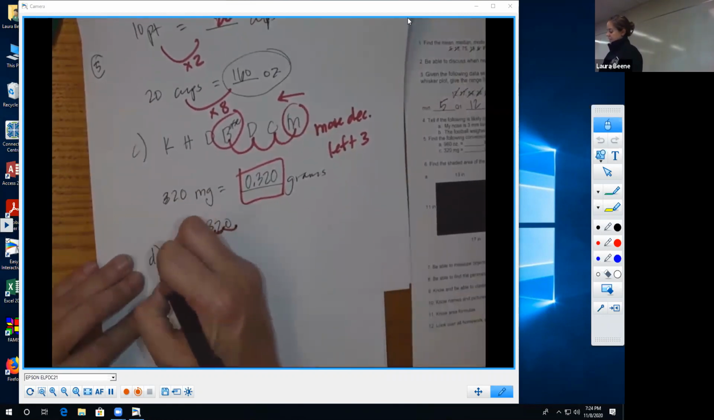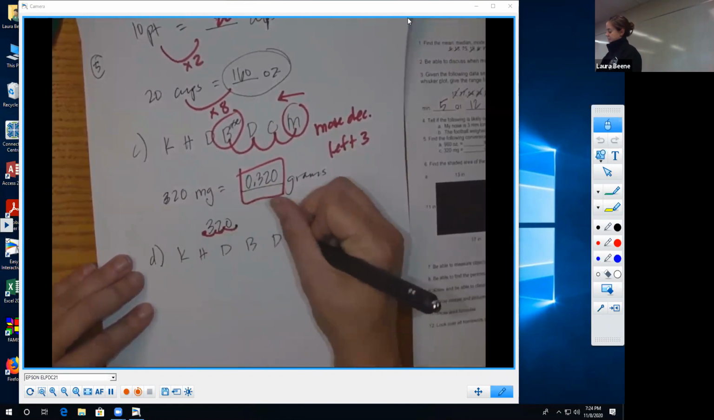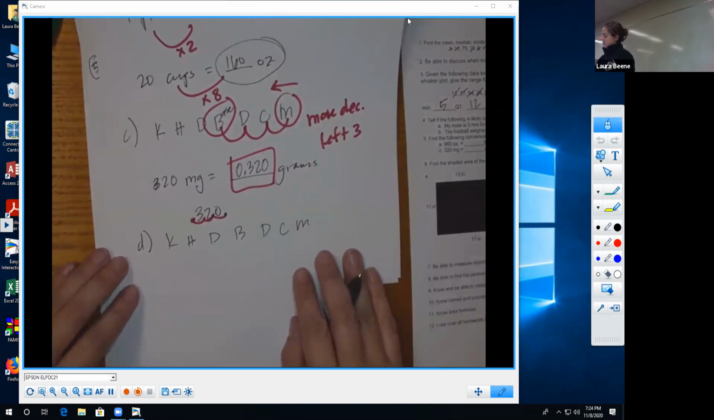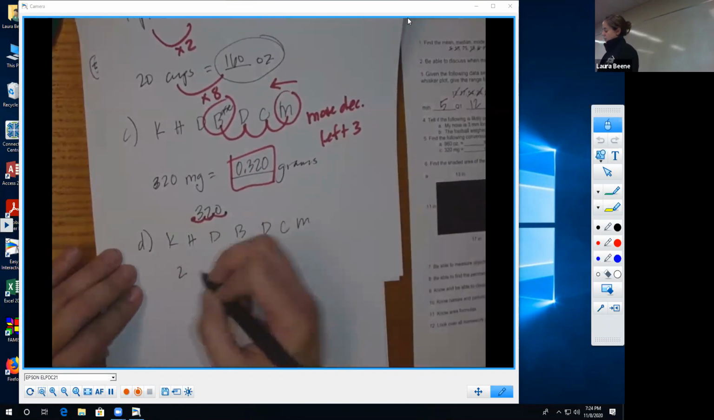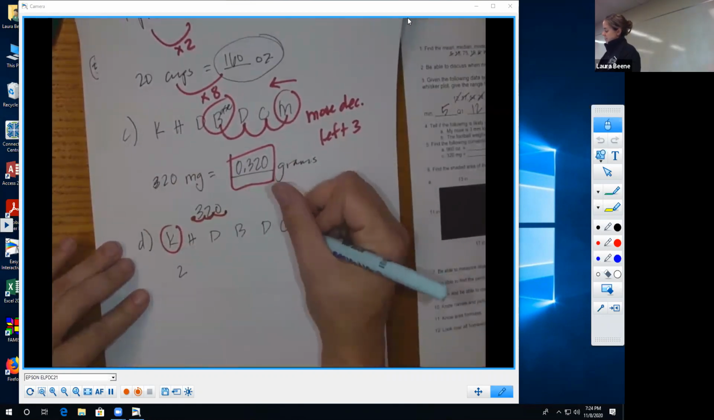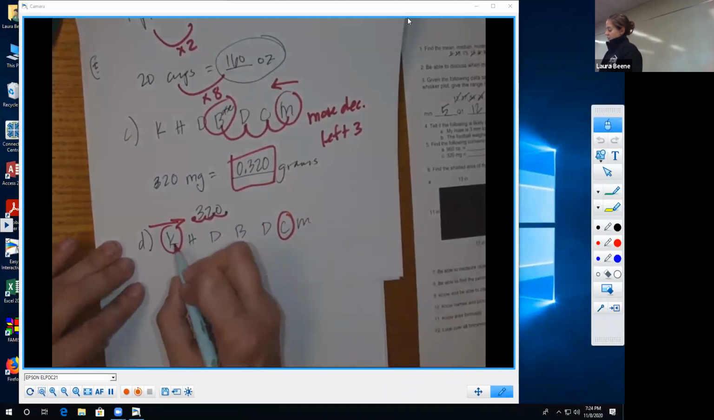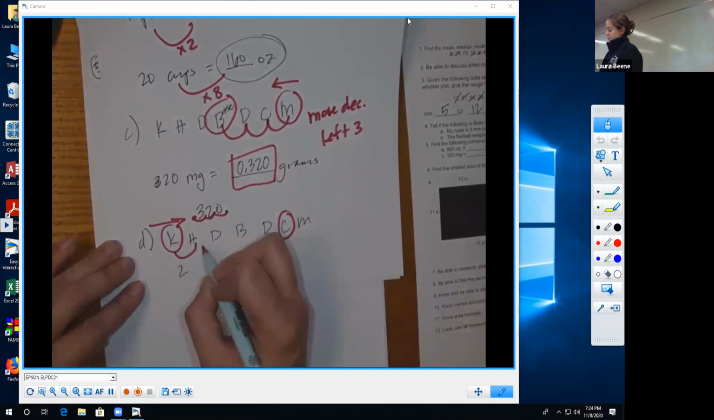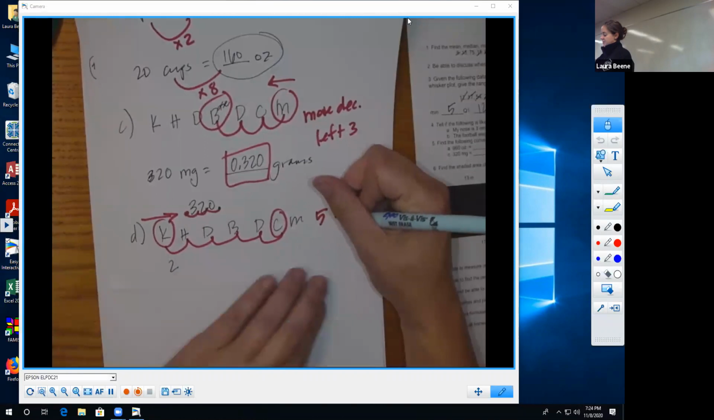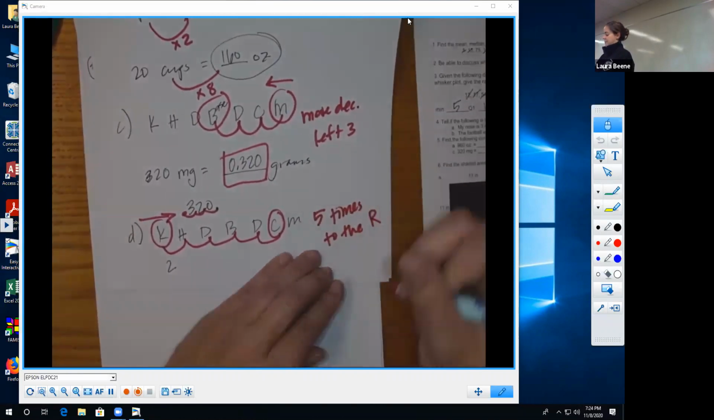For D, same thing. I still use the same prefixes. And then this time we're going from 2 kilometers, starting with kilometers, and I want to end up at centimeters. So I'm going to the right this time. To go from kilometers to centimeters, I have to move the decimal place 1, 2, 3, 4, 5 times. So I want to move it 5 times to the right.